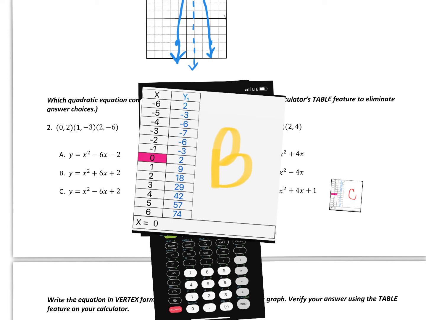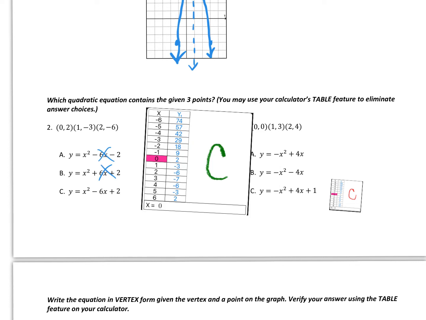All right, here's the table when I put in equation B. Let's see if these values match up with the ones that were given. So 0, 2 in there? Yes. Is 1, negative 3? No. So it doesn't work, so B cannot be my answer either. Now let's look at this last one. Put equation C in there. Let's see if these values match up. So 0, 2, yep. 1, negative 3, yep. 2, negative 6, yep, it's the winner. So we know that equation C is the correct answer for this one.